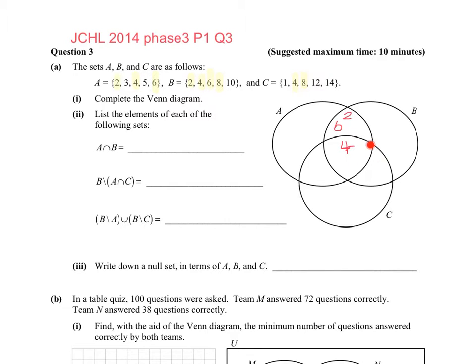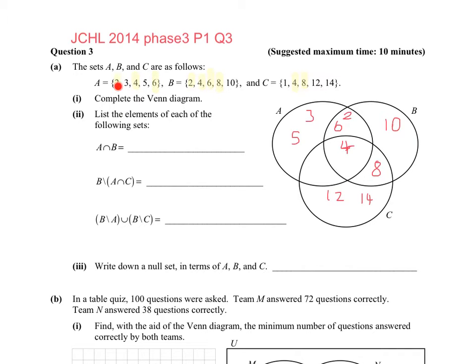So the intersection of B and C is here, but we don't want it to be in A because it's not in A at all, so it's going to be in this section here. And we can note that the other numbers, 3, 5, 10, 1, 12 and 14, aren't appearing more than once. So they're going to be in the sections where there are no intersections. So the 3 and the 5 go in A only. The 10 goes in B only, and the 12 and 14 go in C only.